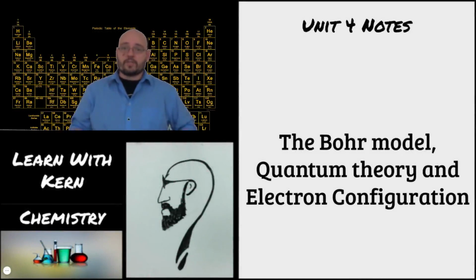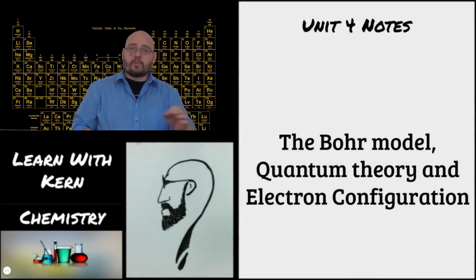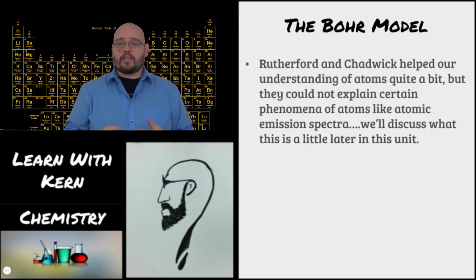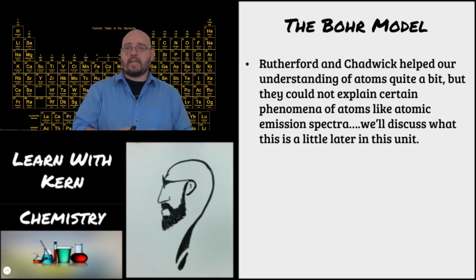Let's talk about electrons. Today we're going to talk about the Bohr model, quantum theory, and electron configuration. But before we do that, we've got to remind ourselves a little bit about atomic theory. Remember that back when we first learned about the history of atomic theory, we learned that Rutherford and Chadwick developed their atomic model, their nuclear model of the atom, after doing the gold foil experiment, discovering the nucleus and the proton and the neutron and all of that.